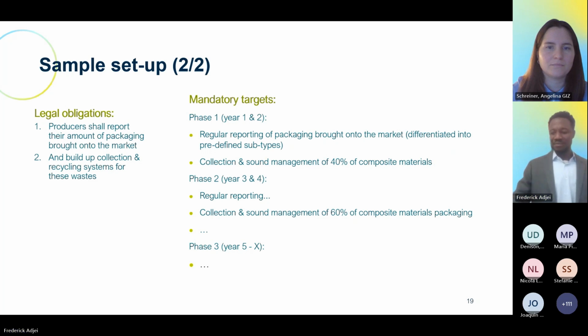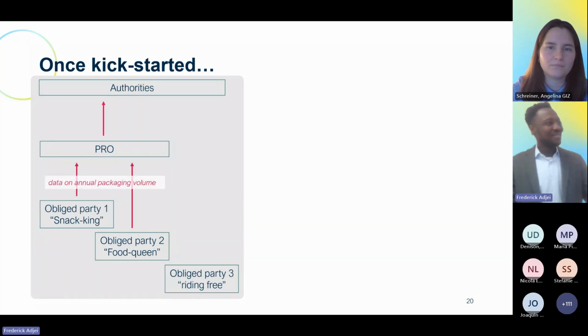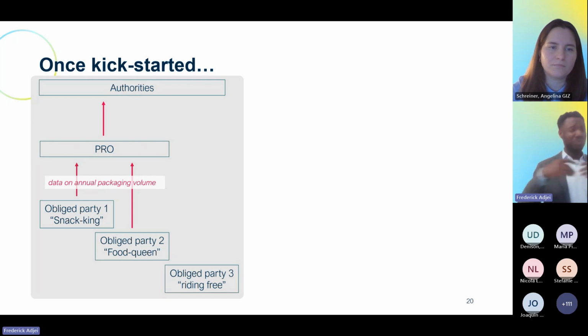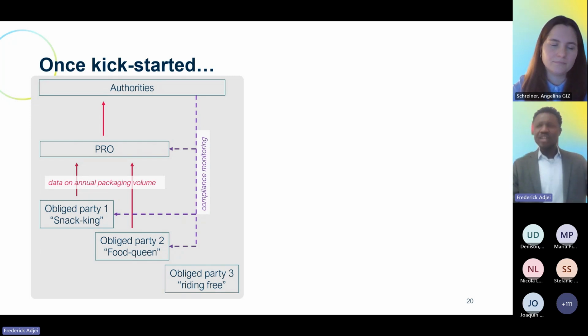Now let's look at a third scenario that might happen. These are fictional organizations. We have Snack King, Food Queen, Free Riding. You probably know where I'm going with this. But let's see these two organizations, Snack King and Food Queen. They are very happy to support PROs. They have the organizations, they are reporting on data volumes. Authorities are then complying. I've learned of a new game, Whack-A-Mole.